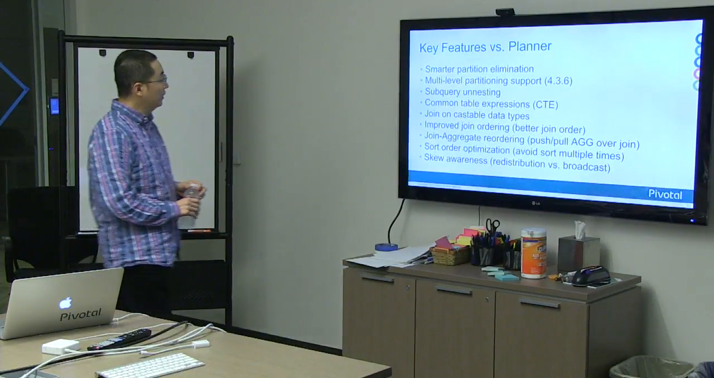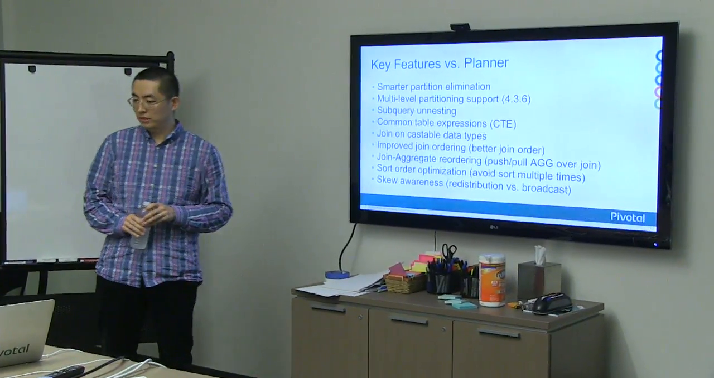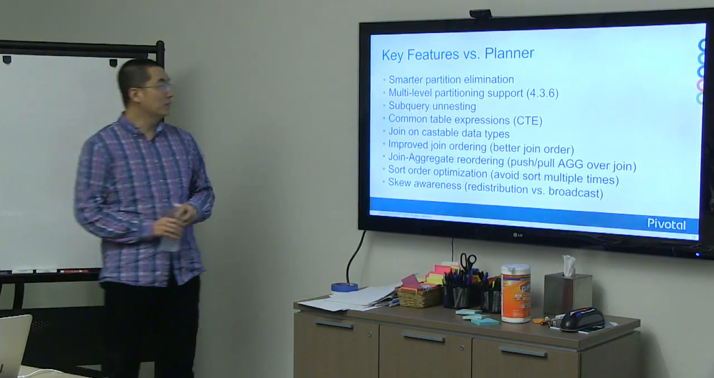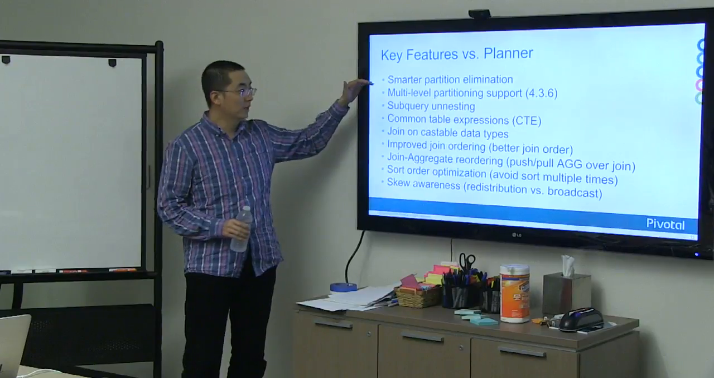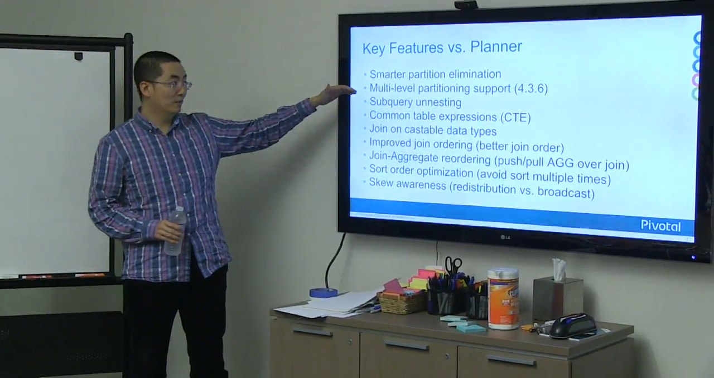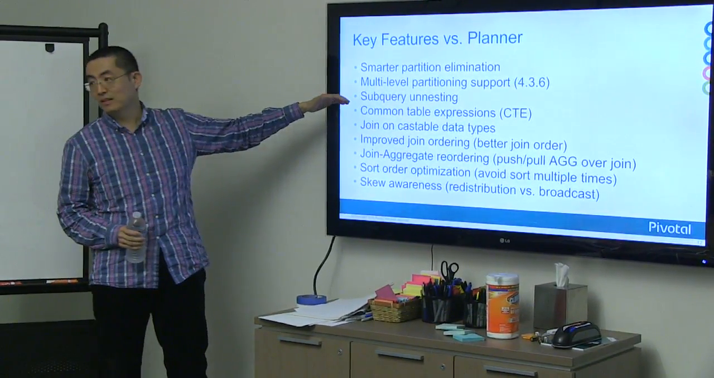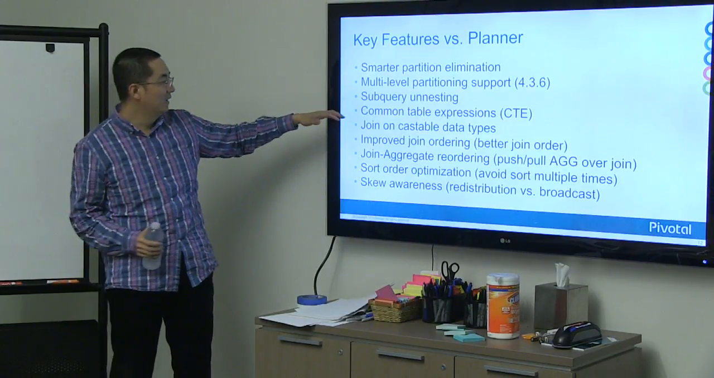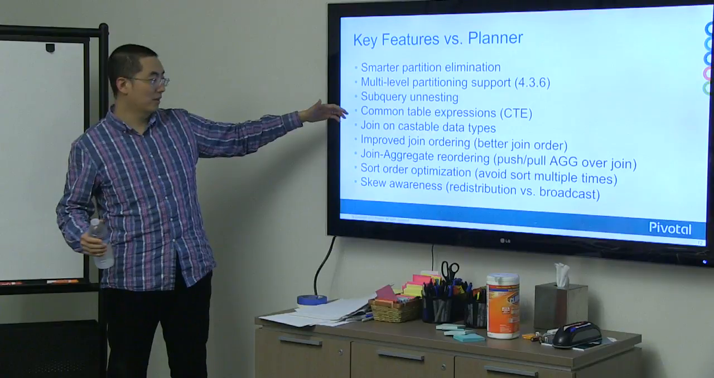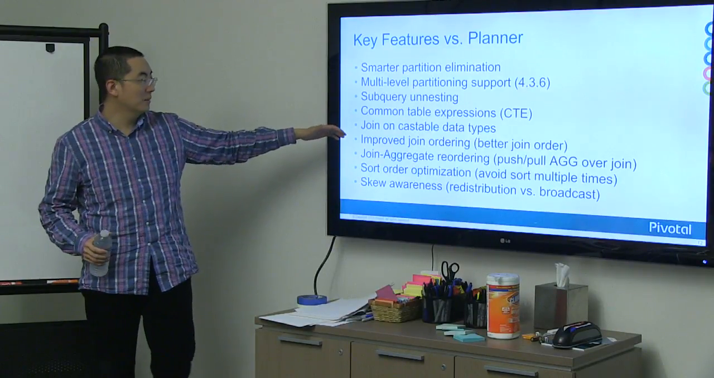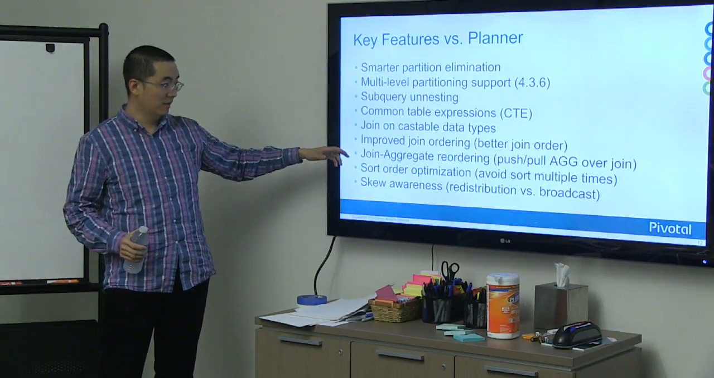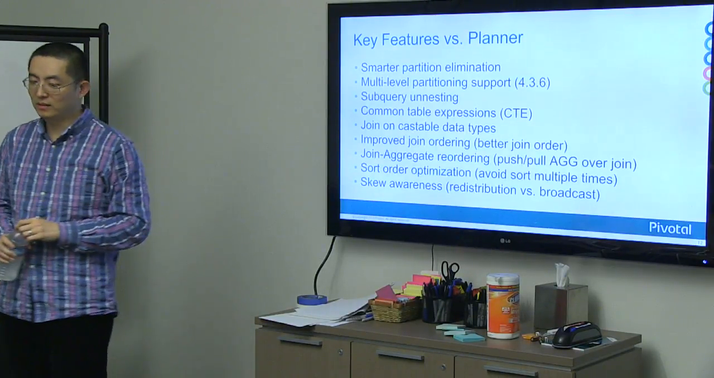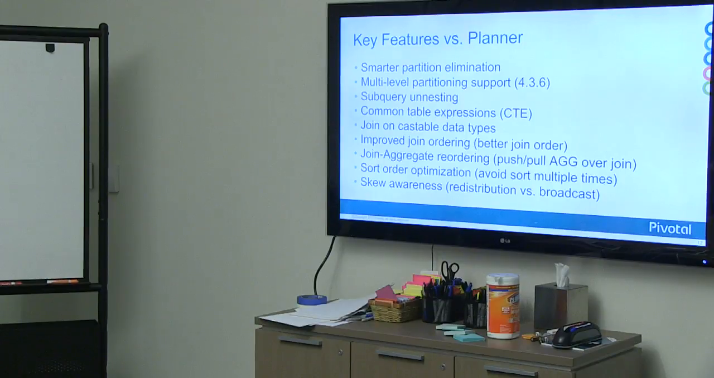Here are a few features we see that are better than the planner. The first thing is partition elimination. We do a better job. We add multi-level partition support and subquery unnesting. This is crucial for some of the TPC-DS queries to really return. And common table expressions are very commonly used. Join on possible data types, improved join order, join aggregate reorder, sort order optimization, and we can even do skew-aware optimization.